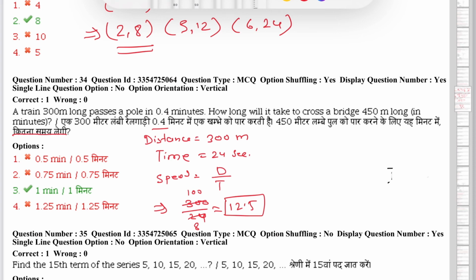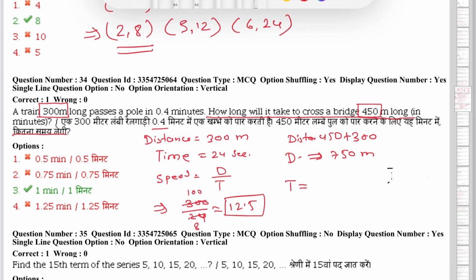We have to find how long it will take to cross a bridge 450 meter long. Now the bridge is 450 meter long and the length of the train is 300 meter. So now the distance will become 450 plus 300, so this will be 750 meter. Now the distance is 750, and what we have to find is time, which is in minutes.